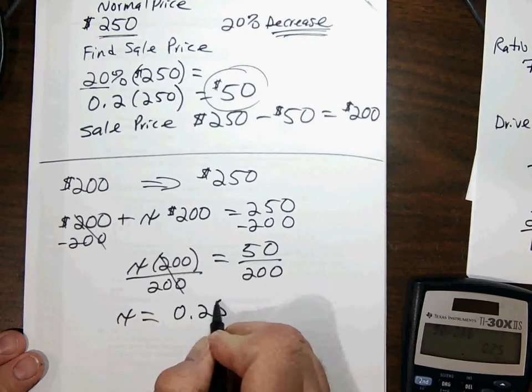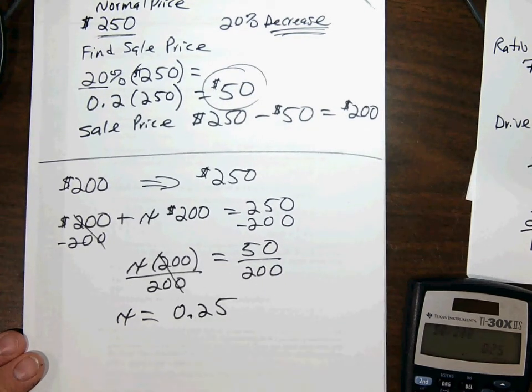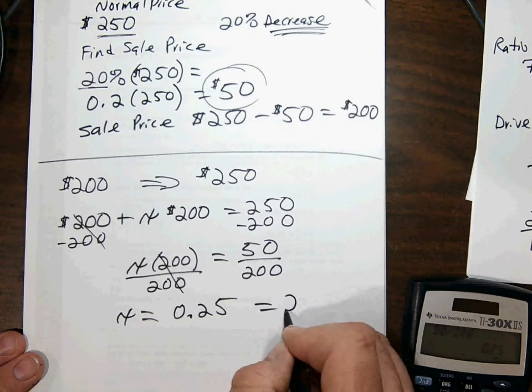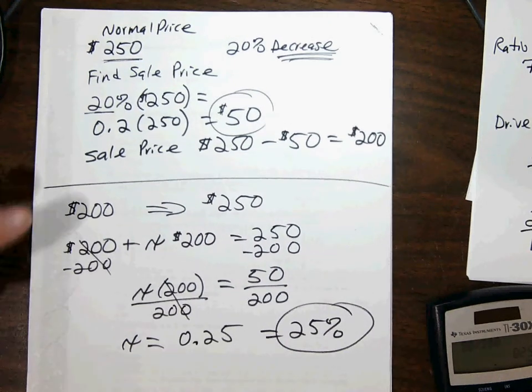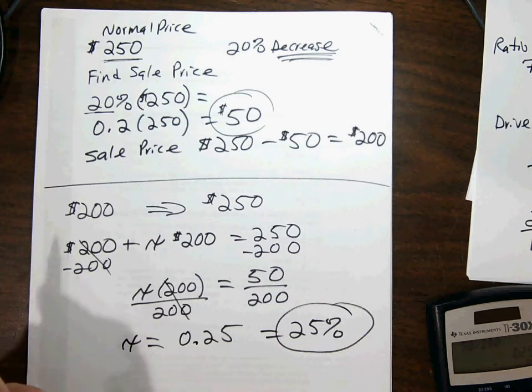0.25. I should have known that without the calculator. Didn't even think about it. 0.25, but I want a percentage, right? So 25%. So it was a 20% discount, but if I wanted to go back the other way, it would be a 25% increase off that sale price. So watch the numbers, because people can fool you there and basically, like I said, lie through their teeth about things just because they're not being clear.